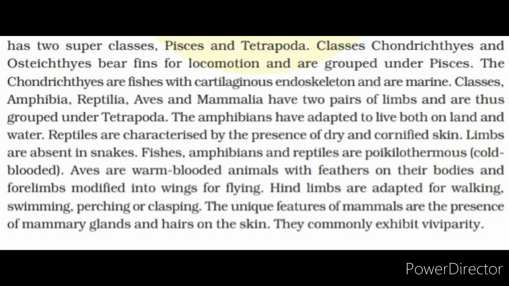Fishes, amphibians and reptiles are poikilothermous, cold-blooded. Aves are warm-blooded animals with feathers on their bodies and forelimbs modified into wings for flying. Hind limbs are adapted for walking, swimming, perching or clasping. The unique features of mammals are the presence of mammary glands and hairs on the skin. They commonly exhibit viviparity.